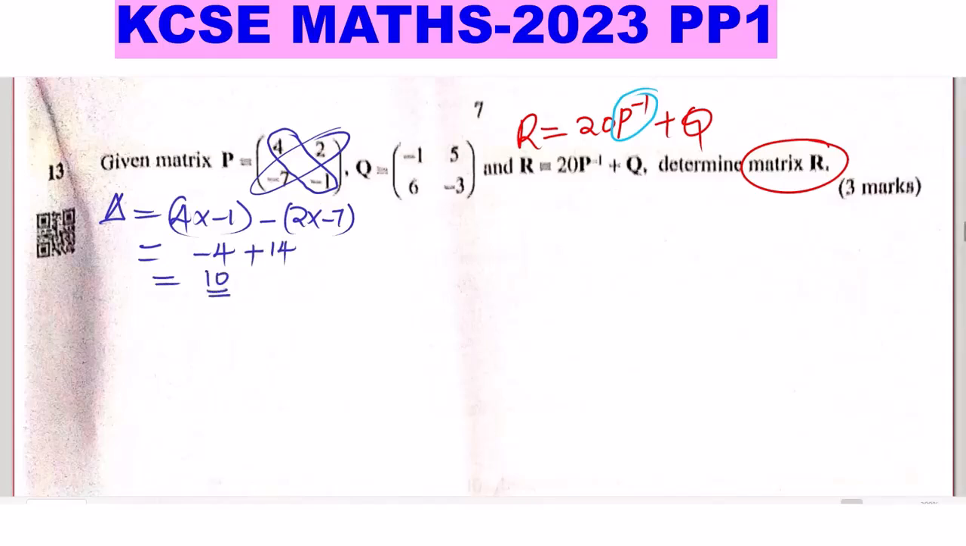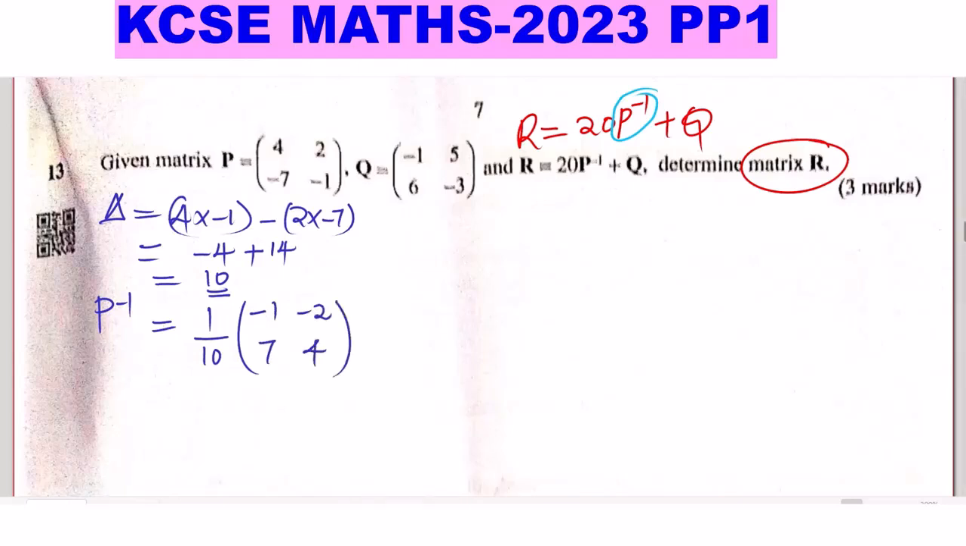Now let's get the inverse. The inverse of P is given by 1 over the determinant. Then I want you to look at how these elements are interchanged: 4, -7, 2, -1 when you're getting the inverse. So this will be -1, -2, this will be 7, 4. So these are how we interchange the elements.